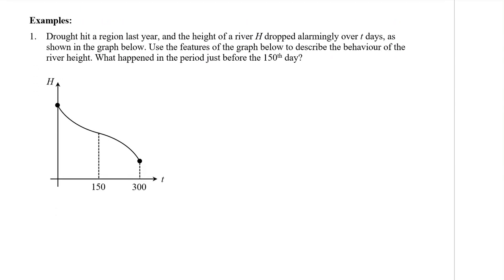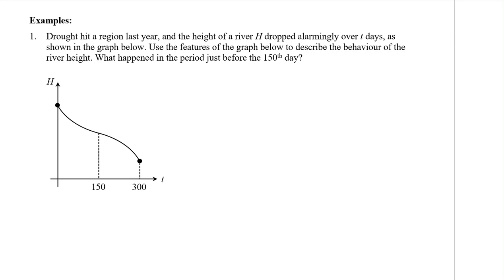Okay, question number 1. A drought hit a region last year and the height of the river H dropped alarmingly over T days, as shown in the graph below. Use the features of the graph below to describe the behaviour of the river height and what happened in the period just prior to the 150th day.